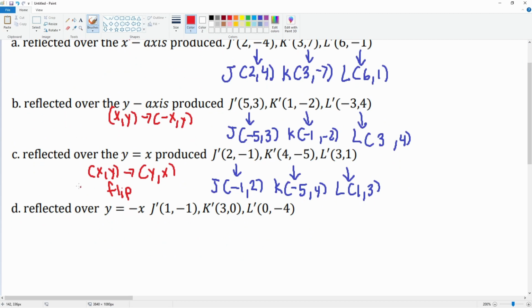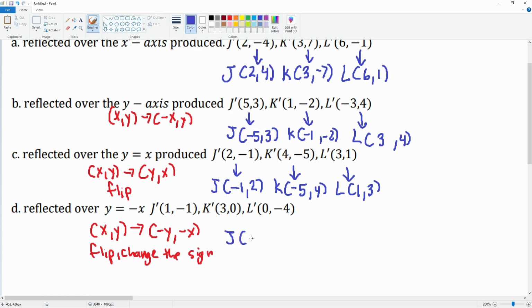And then when it's y equals negative x, this is when x comma y will arrow to negative y comma negative x. This is when they flip and when you change the sign. Okay, and we're going to apply that same rule. So J is going to be, well, I'm going to flip it first. So negative 1 comma 1, and then we'll change the sign. So this becomes a negative, that becomes a positive 1, and this becomes a negative 1.